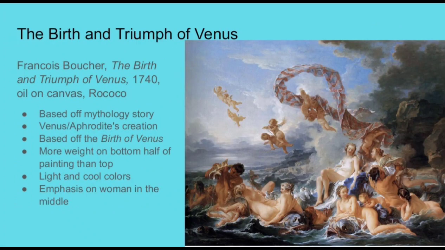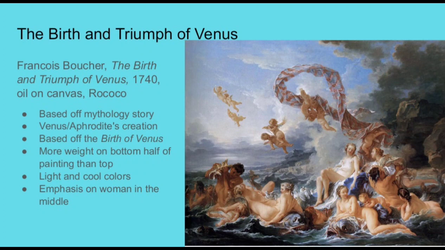The second painting we're going to be talking about is The Birth and Triumph of Venus. This was made by Francois Boucher in 1740, and it's oil on canvas as its medium. This is also in the Rococo art movement, as obviously shown by this, and it is based off a mythology story as well. In particular, this one is with Venus and Aphrodite's creation, because she was born from the sea.